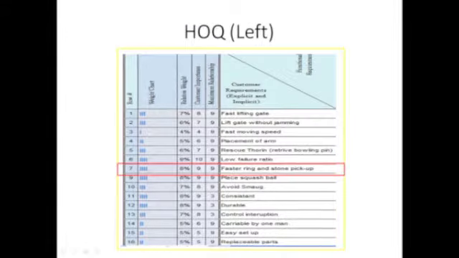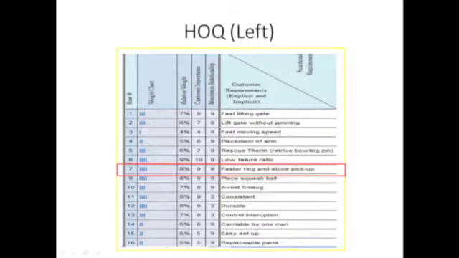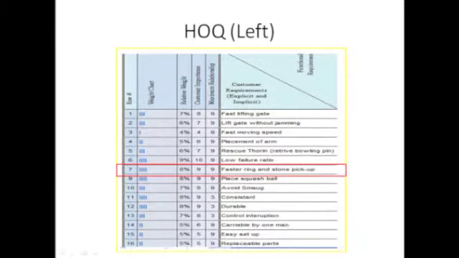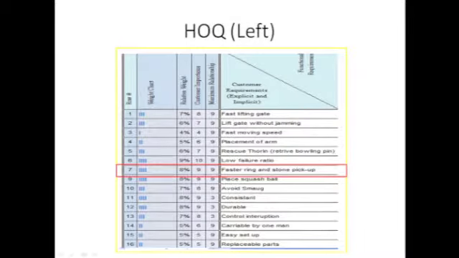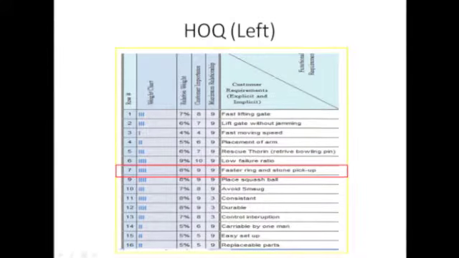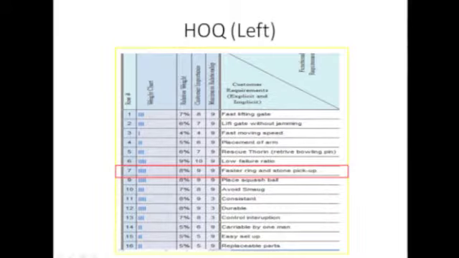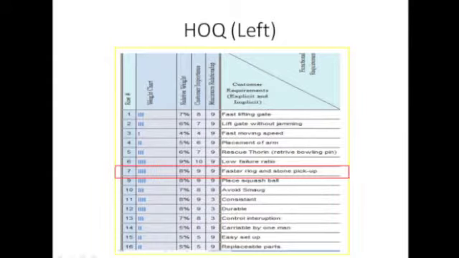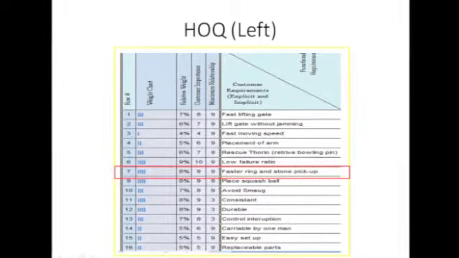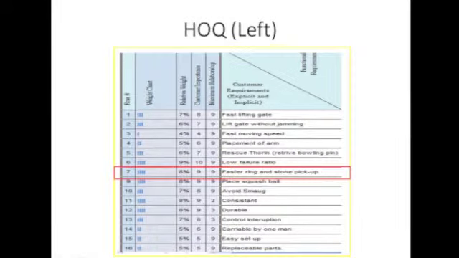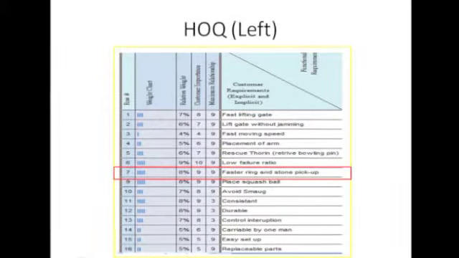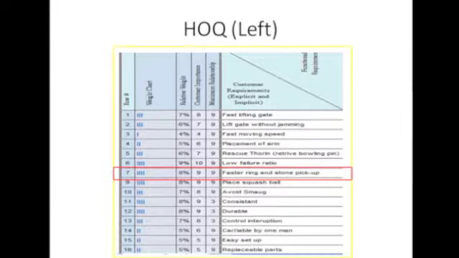This is the left section, so the yellow section in the total house of quality. Again, we have faster ring and stone pickup as the customer requirement selected. And as you can see, the relative weight was 8%. This 8%, going against all the other ones, is high. It is the second highest up there. So this task is very important for our team.